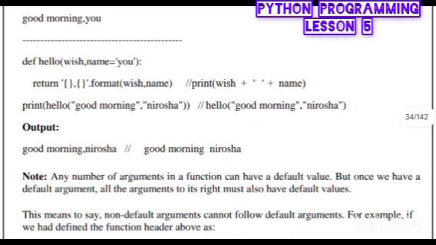Next program: definition hello(wish, name="you"). Here the return is format wish comma name, and we print wish plus name. Here we print hello("good morning", "Nirosha").